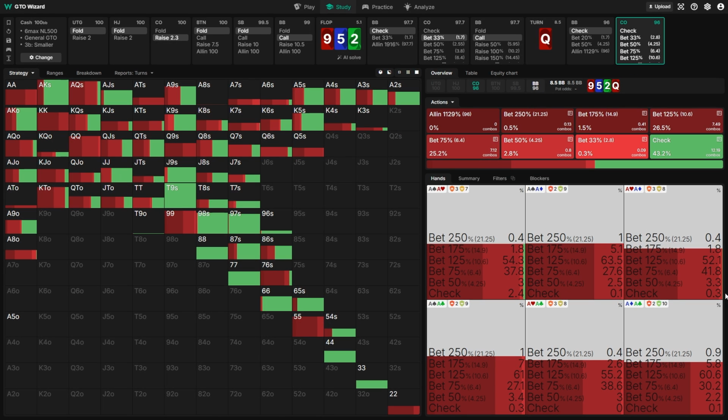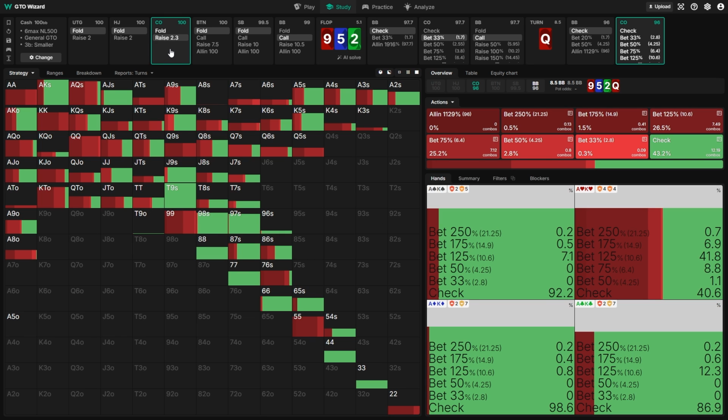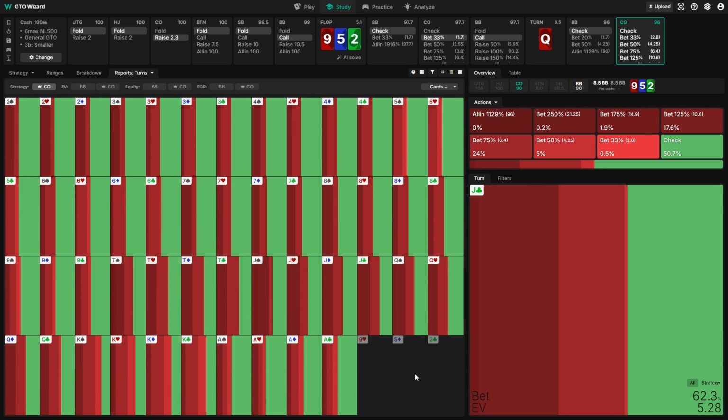So this right here is an example from our GTO Wizard archive. It's a cash game spot. We open in the cutoff at 100 bigs, big blind calls. We bet 33% on the flop, and we get called, and then we see the turn. And what we can do here is look at aggregate reports for the turn. And as you can see, there is a pretty good chunk of overbetting being done here.